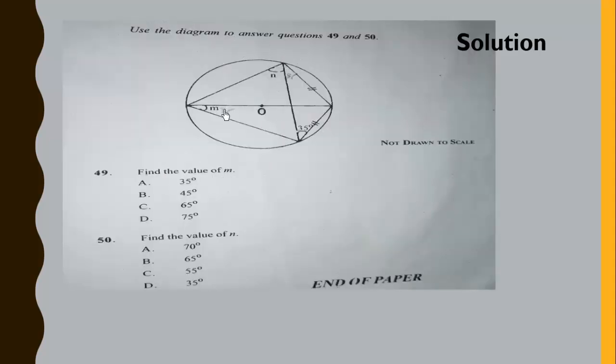So we have this isosceles triangle, the base angles are equal, therefore m equals 35 using angles in the same segment. Then this one too, the two of them must add up to 90 degrees, because the diameter subtends an angle of 90 degrees at the circumference.